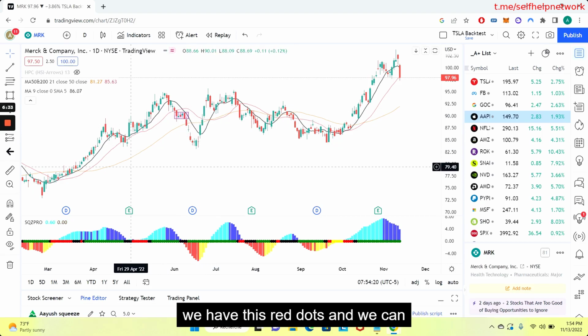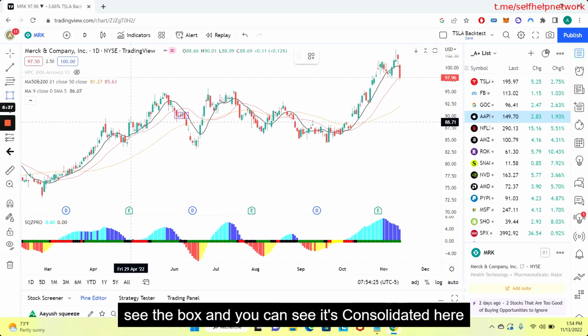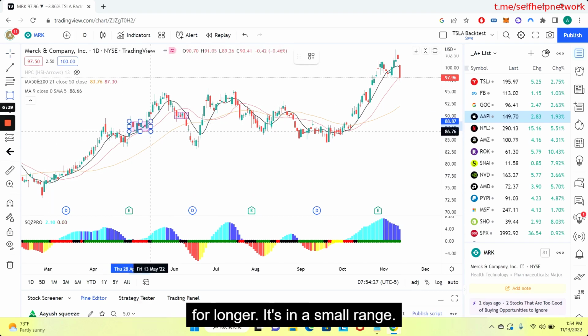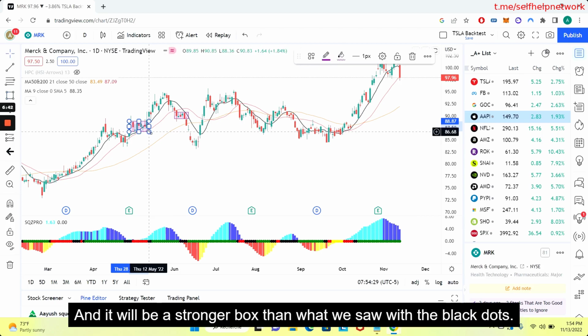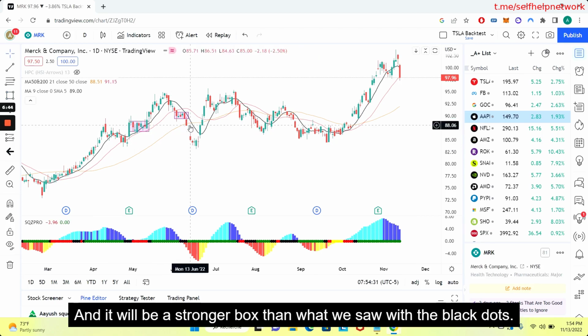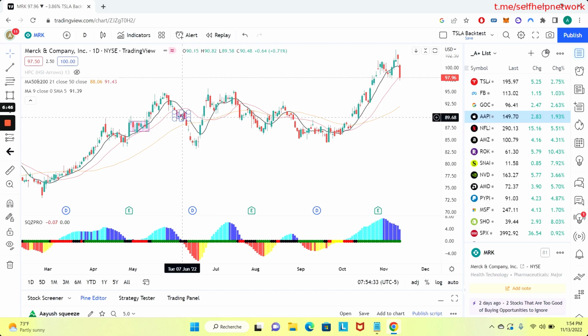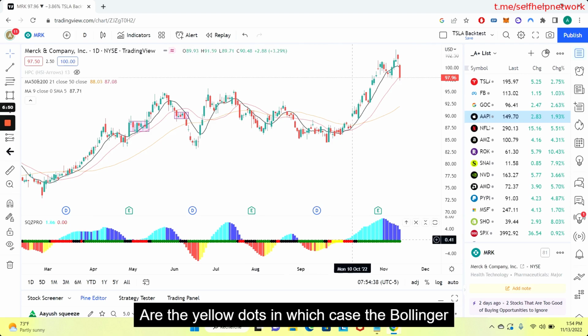So in our case, we have these red dots and we can see the box, and you can see it's consolidated here for longer. It's in a small range, and it will be a stronger box than what we saw with the black dots.